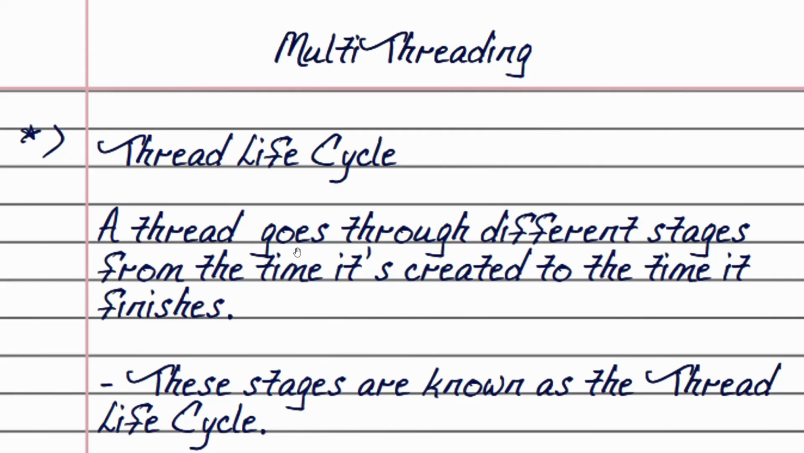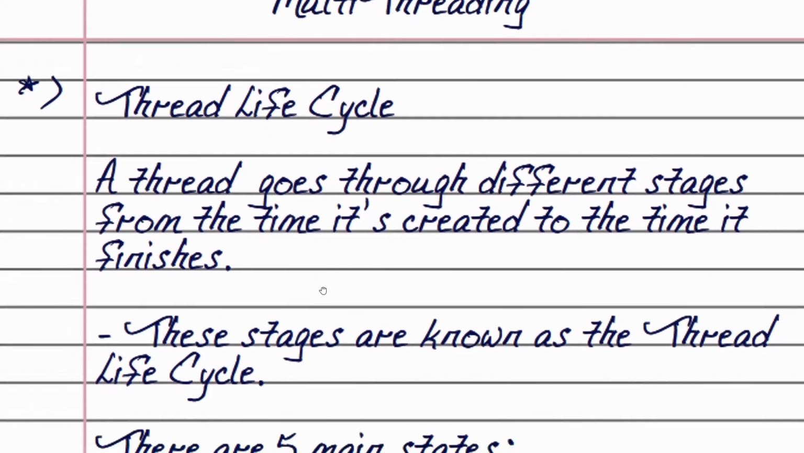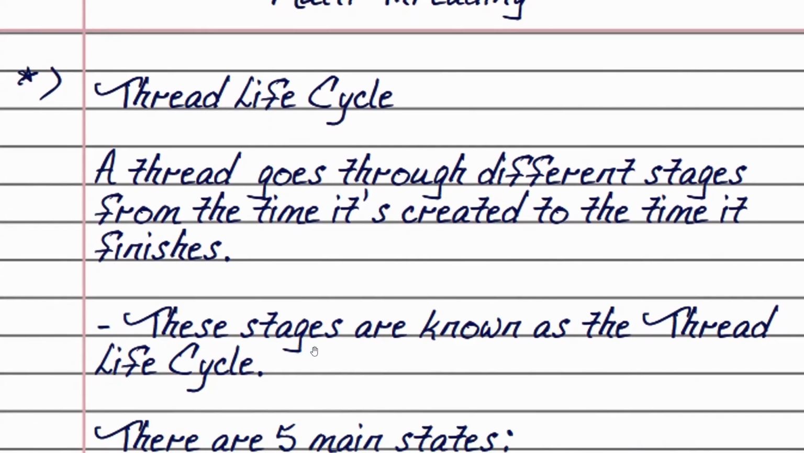A thread goes through different stages from the time it's created to the time it finishes. From the time that we create a thread till the thread is finished, these stages are known as the thread life cycle. The various stages a thread goes through are known as the thread life cycle.